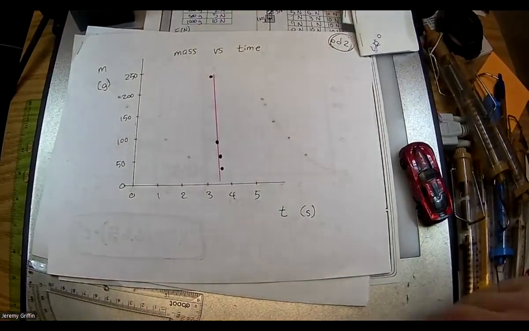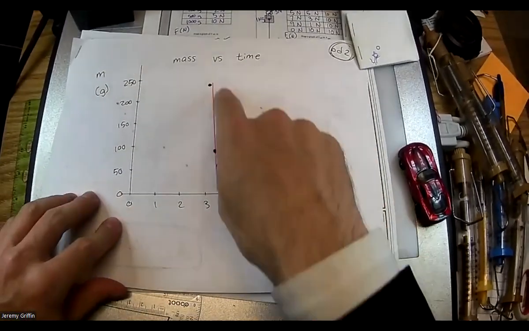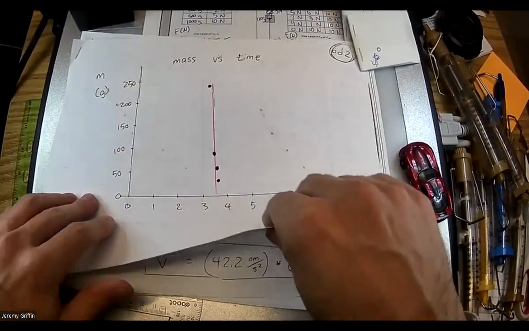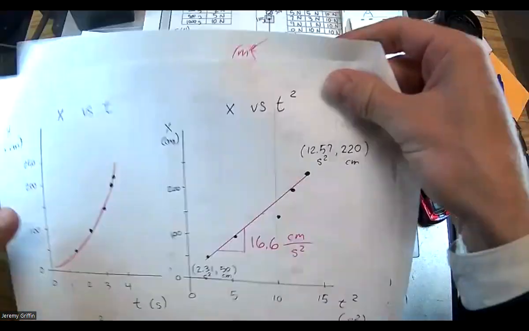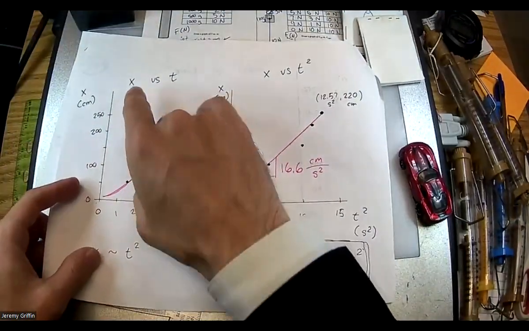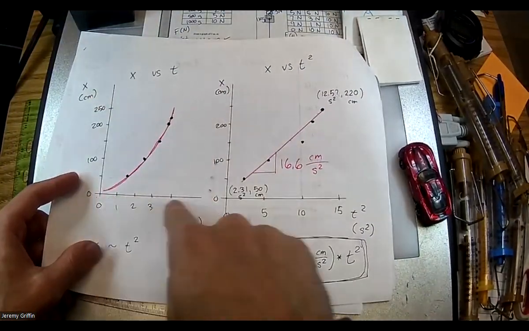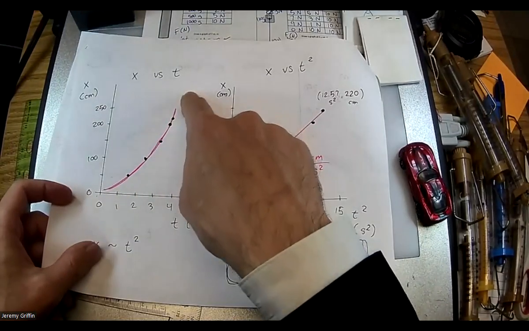So what are the rest of the results from this lab? It looks like the mass of the car had no effect on its rolling time, just like Galileo figured out. What's the relationship between distance and time, like how far it rolls in centimeters as a function of time? That would be a parabolic relationship.